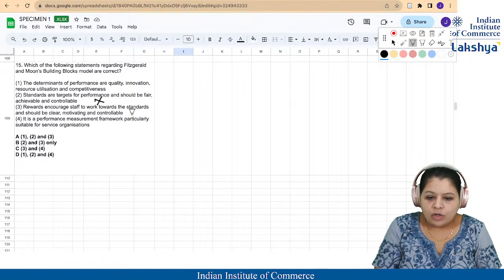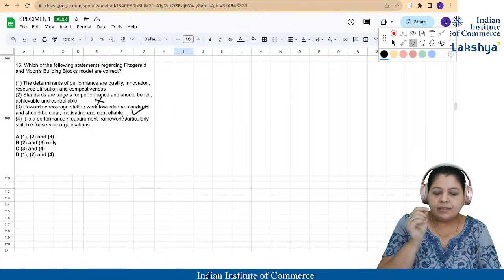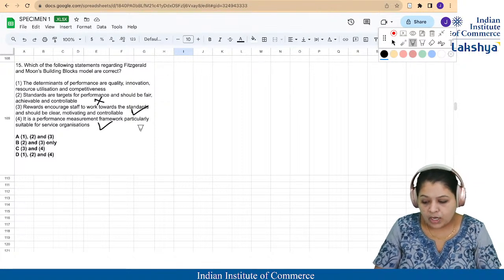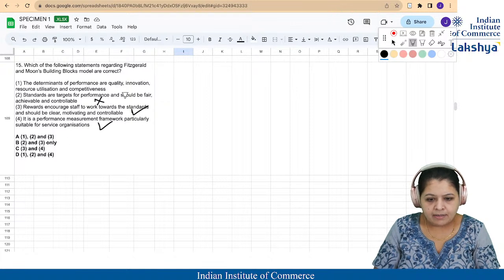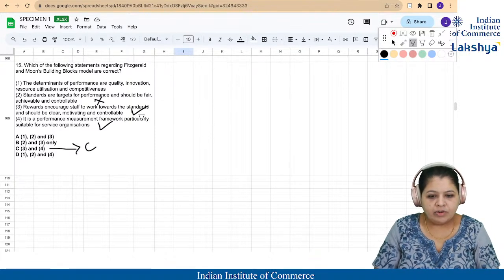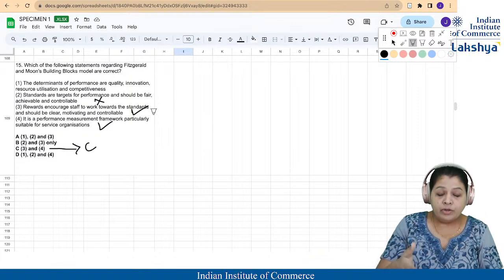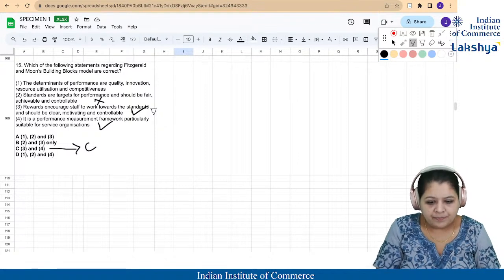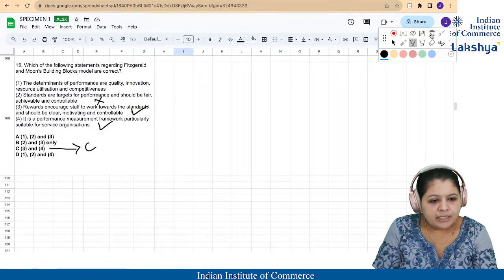Rewards encourage staff to work forward. That is completely true. And it is a performance measurement framework particularly suitable for service organizations. Yeah, that is also true, in the sense that the building block model is focusing on service organizations. So these two are your correct answers. And let's see where three and four are. So three and four both are only in one, which is your answer C, right? So here also what we did is we found out what we know or we don't know, or what we surely think is wrong and right, and then went forward with approaching the answer, right? So this is how you finish your first section.